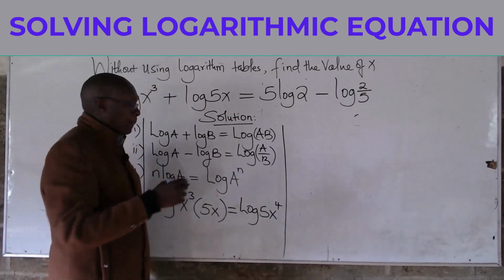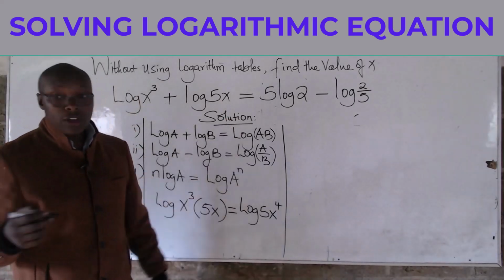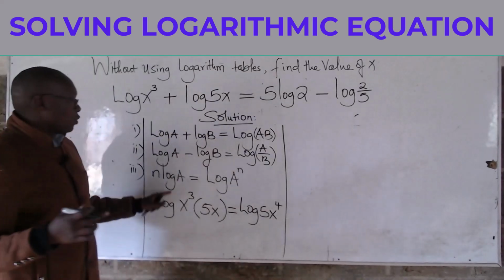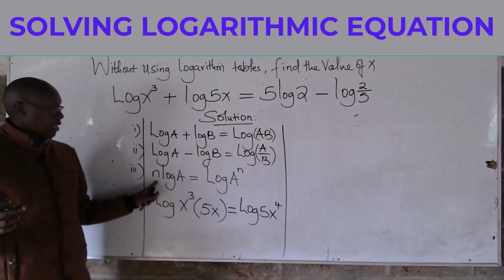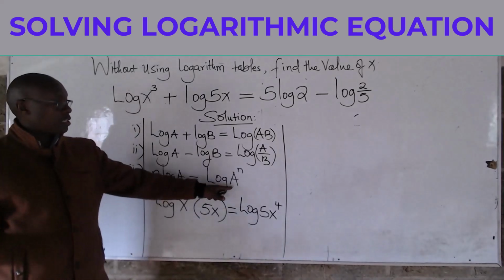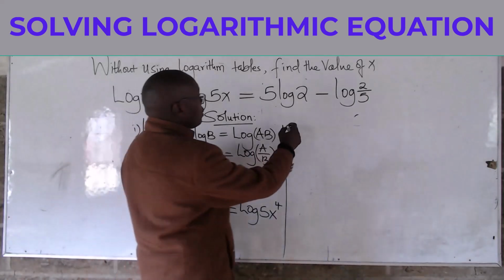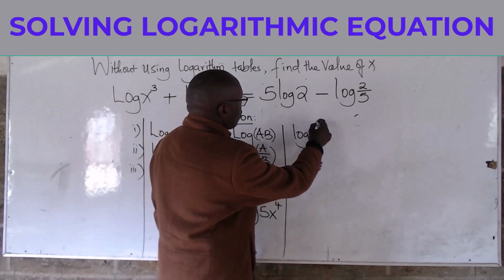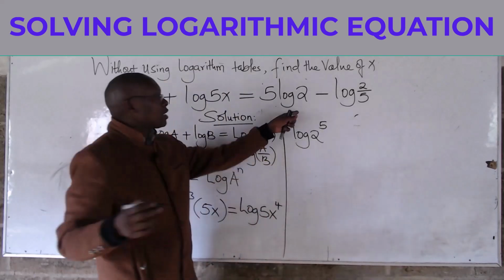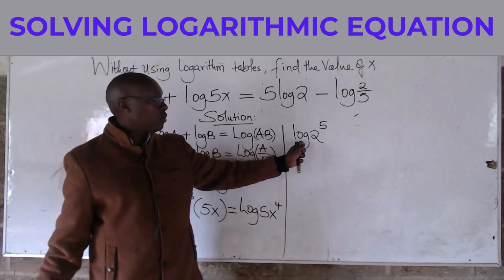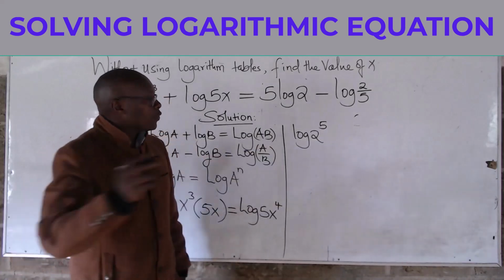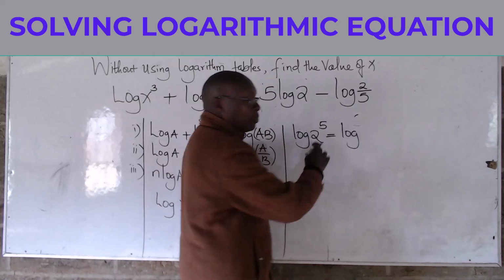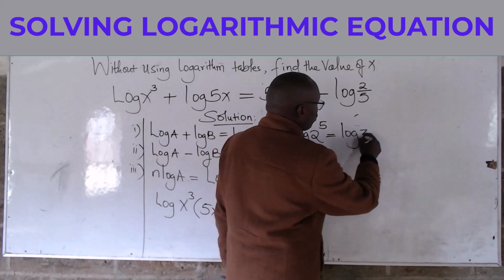Let's go to the right-hand side of the equation. 5 logarithm of 2, we're going to use law number 3. n logarithm of A is equal to logarithm of A raised to power n. So for this one, we shall have logarithm of 2 raised to power 5. So 5 logarithm of 2 will simplify to logarithm of 2 raised to power 5, which will be logarithm of 32.